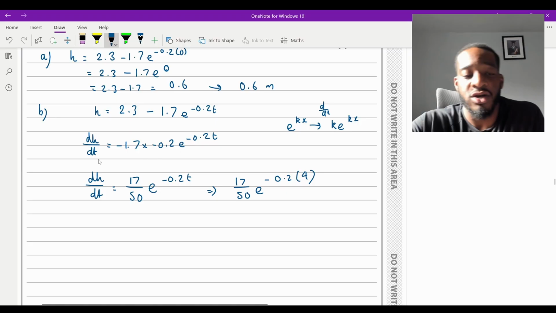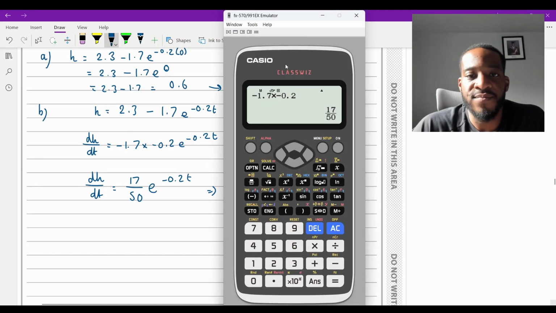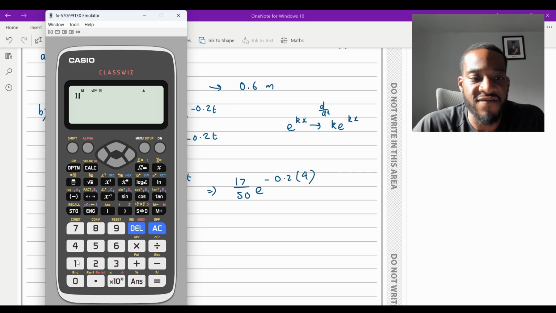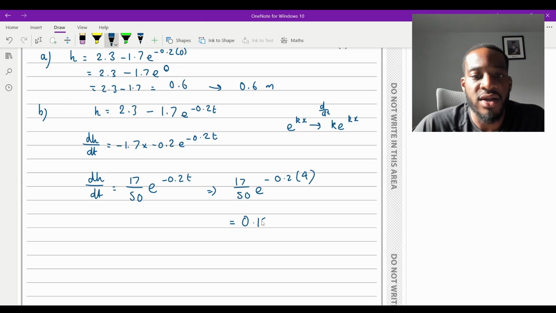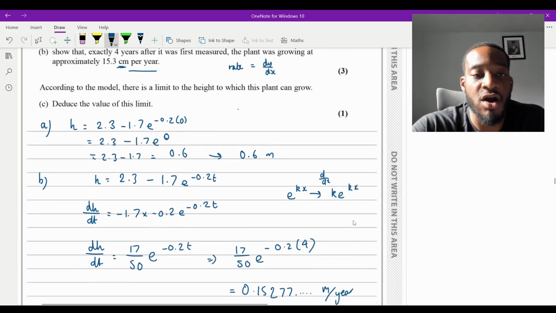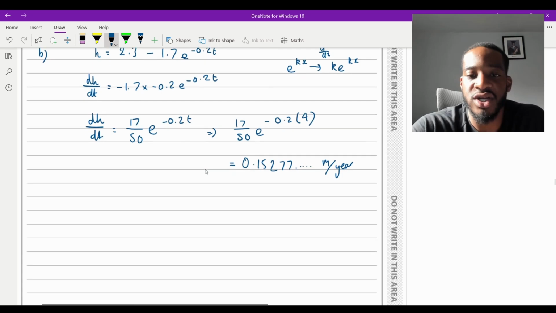Because I'm dealing with the gradient function. So plugging that in, it's going to give me 17/50 times e to the power of minus 0.2 times 4, and that gives me 0.152277 and so on. Remember, this is in meters now, isn't it? Because h is in meters, so this is going to be meters per year. So if I want it in centimeters, which is what they asked us for, we're just going to times by 100, isn't it, to get centimeters.